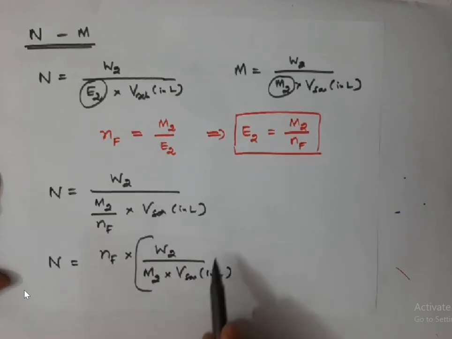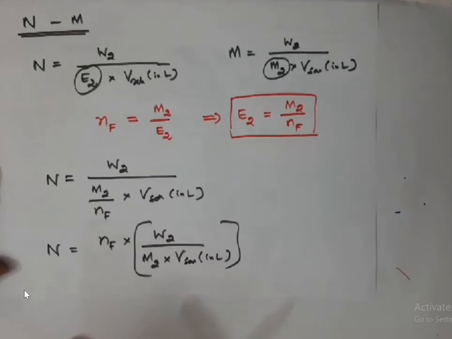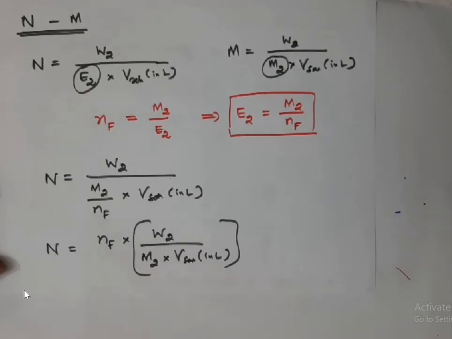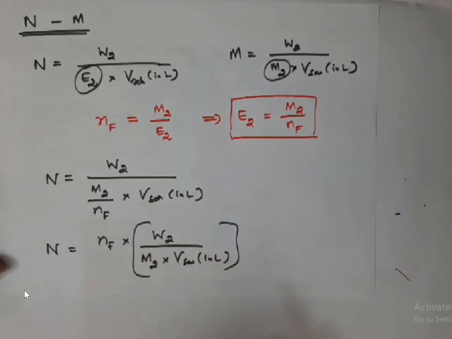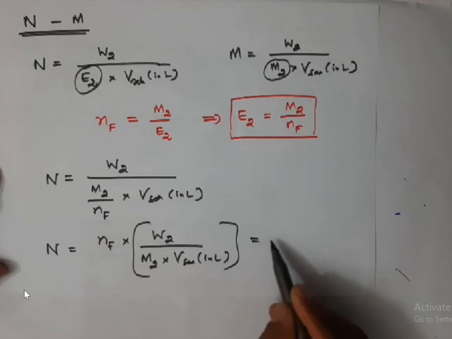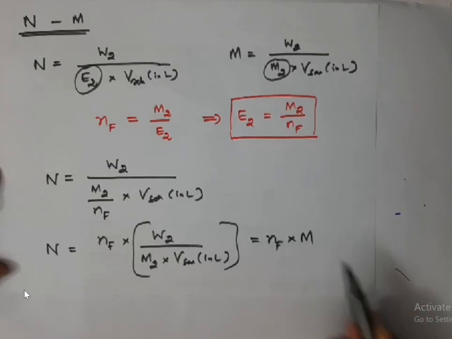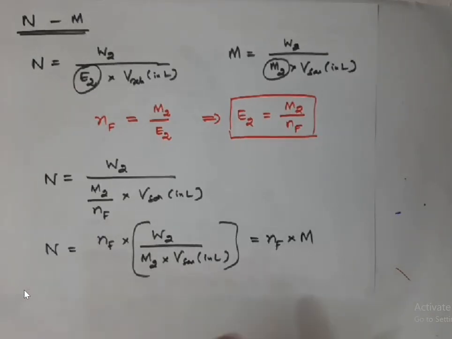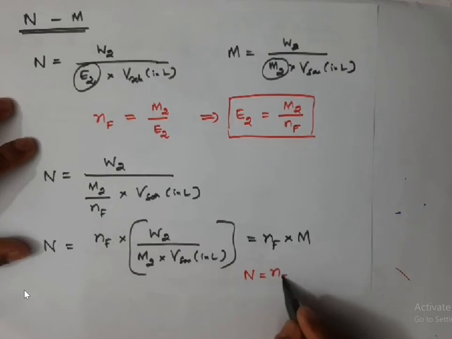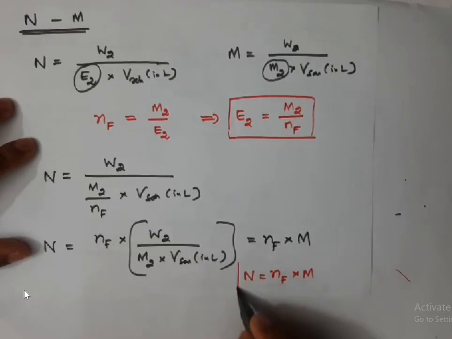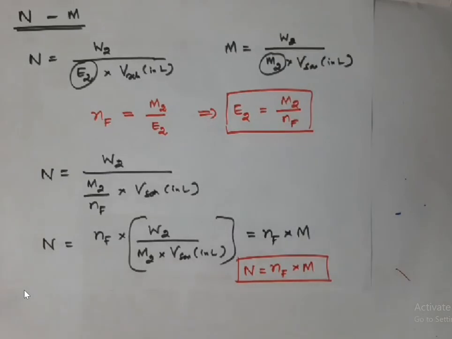Students, tell me what is this quantity? See this. Molarity. That is nothing but molarity. So I can write this as n factor into molarity simply. So normality is equal to n factor into molarity. Note down: normality is equal to n factor into molarity. This is the relation between normality and molarity.